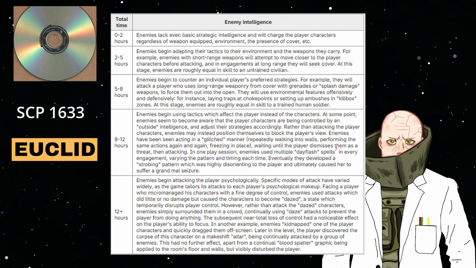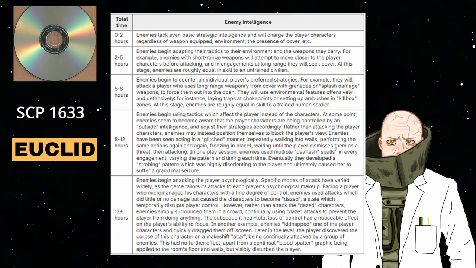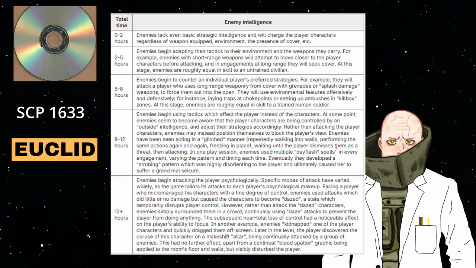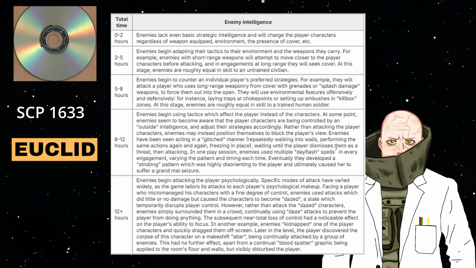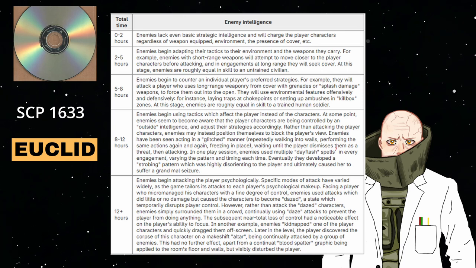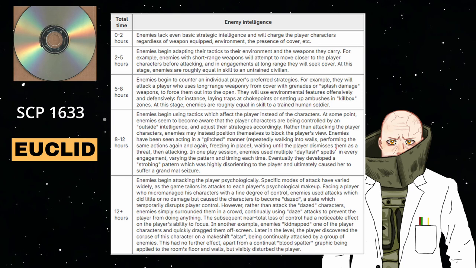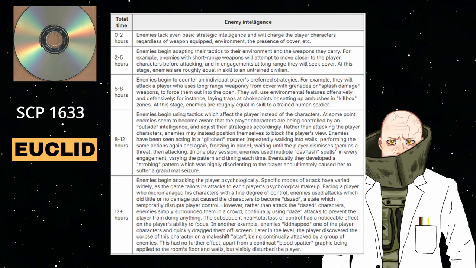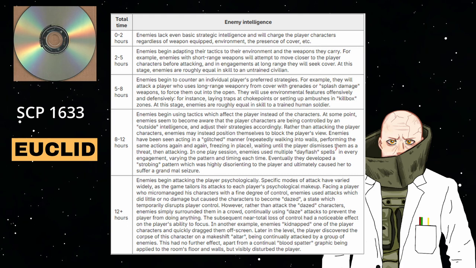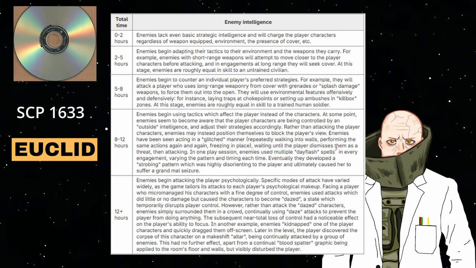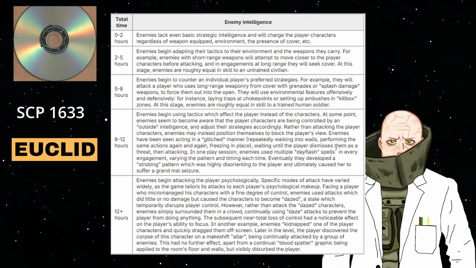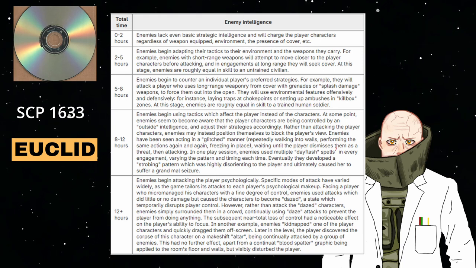0 to 2 hours, enemies lack even basic strategic intelligence and will charge the player character regardless of weapon equipped, environment, or the presence of cover, etc. 2 to 5 hours, enemies begin adapting their tactics to the environment and the weapons they carry. For example, enemies with short-range weapons will attempt to move closer to the player character before attacking, and in engagements at long range they will seek cover. At this stage, enemies are roughly equal in skill to an untrained civilian.